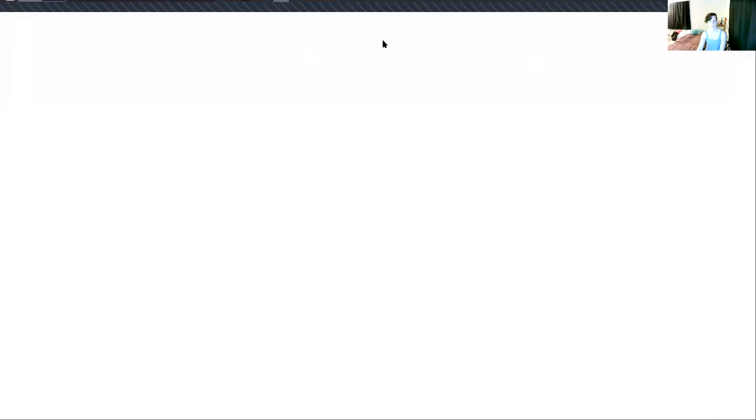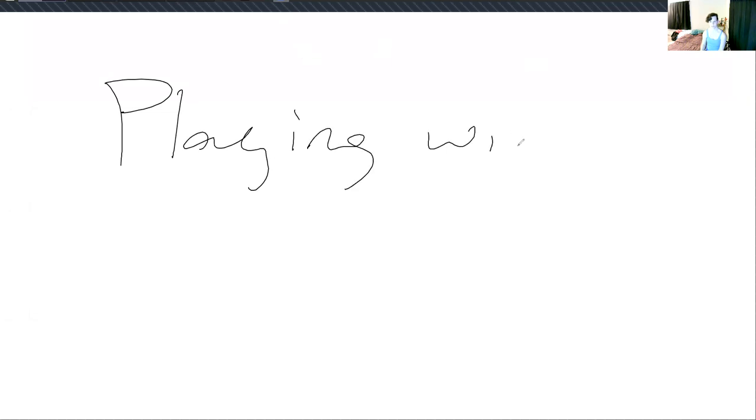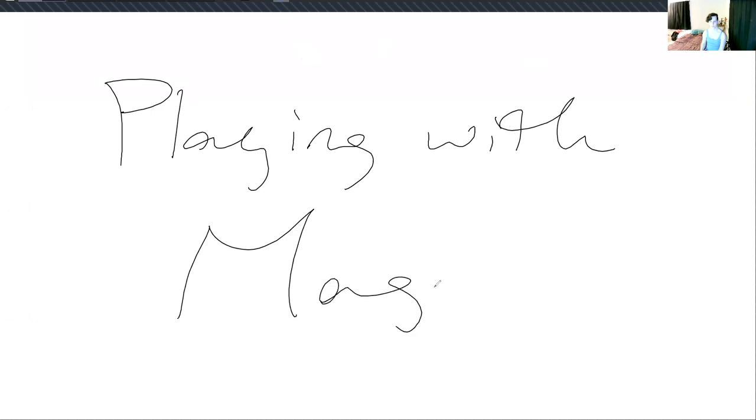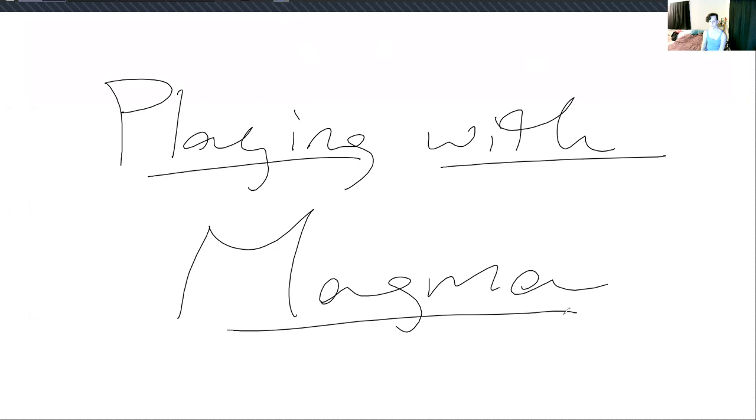if you need a name for what this is going to be, I guess I would say that this is playing with magma. And so the idea here is that I am going to sort of experiment with some small finite algebras in real time. I don't actually have much of a plan. Honestly, I'm not just pretending to not have a plan. I really don't have much of a plan.